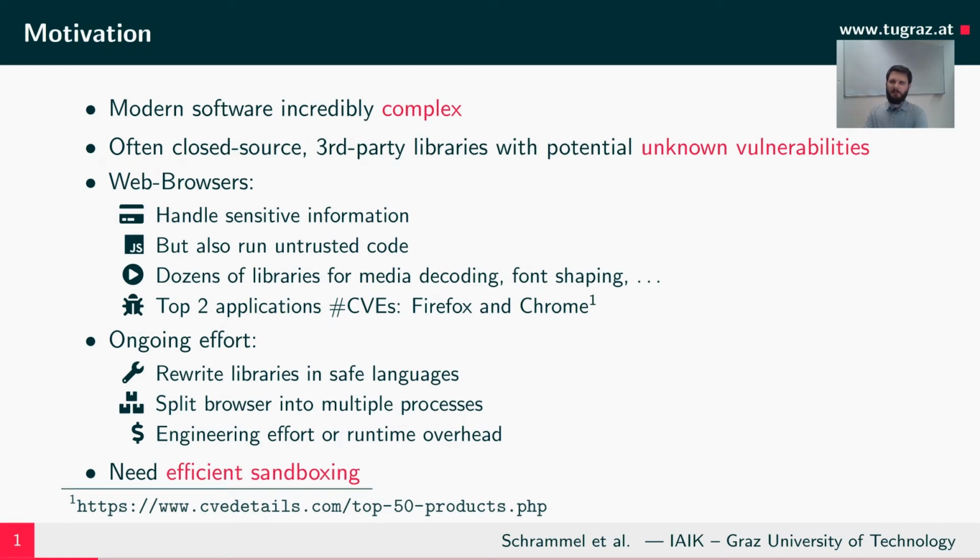So modern software is incredibly complex. It often consists of closed-source third-party libraries with potential unknown vulnerabilities. For example, web browsers. They handle both sensitive information but also run untrusted code. And they're built on top of dozens of libraries for media decoding, font shaping, etc. In fact, Firefox and Chrome are the top two applications with the most number of CVEs.